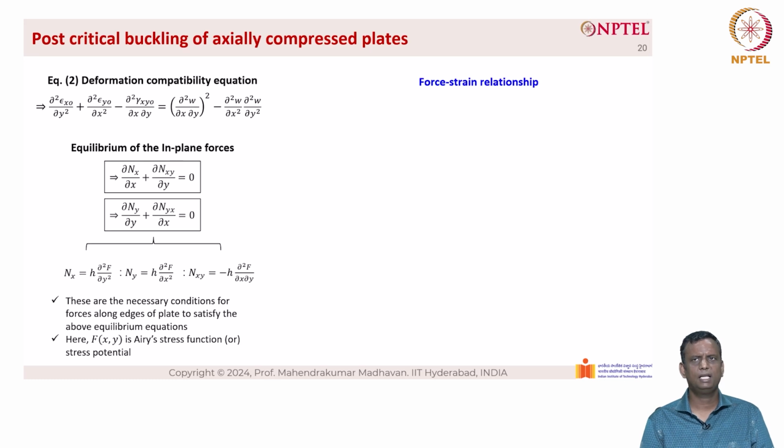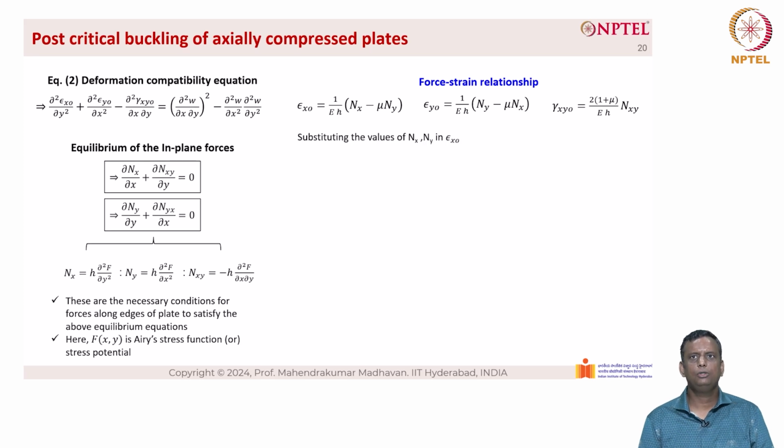Now the force strain relationship we have seen previously is epsilon x naught equal to 1 by Eh into Nx minus mu into Ny, epsilon y naught equal to 1 by Eh into Ny minus mu into Nx, and gamma xy naught equal to 2 into 1 plus mu divided by Eh into Nxy. Now substituting the values of Nx, Ny in epsilon x naught. Epsilon x naught is given as 1 by Eh into Nx minus mu into Ny. So when we substitute Nx equal to h into ∂²F/∂y², we have 1 by Eh into h into ∂²F/∂y² minus mu h into ∂²F/∂x².